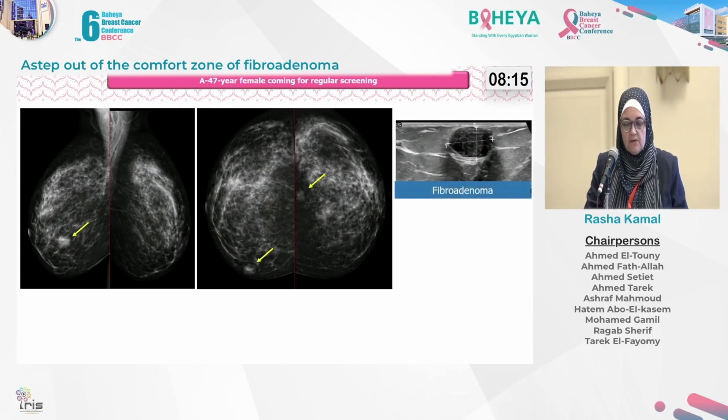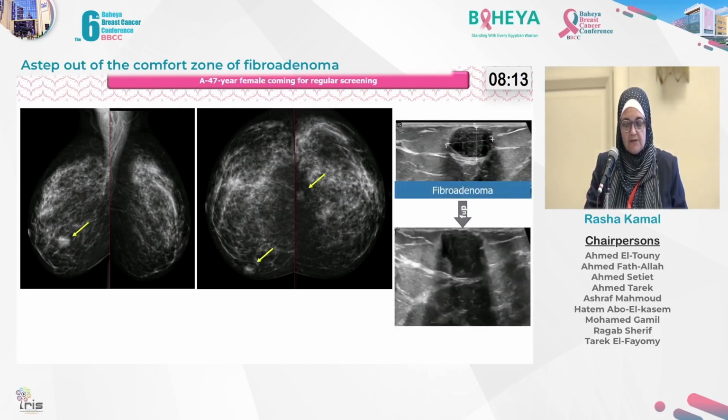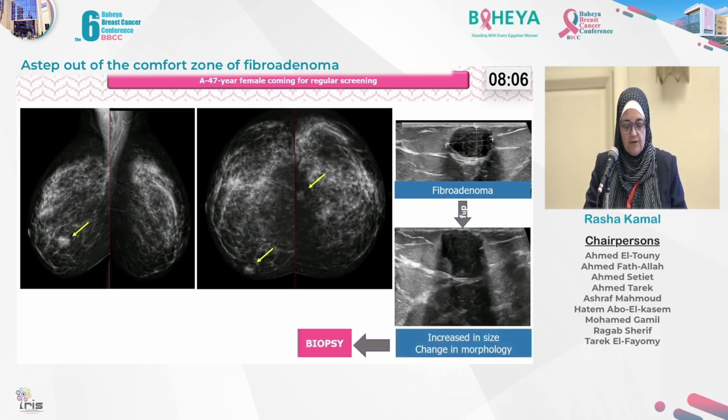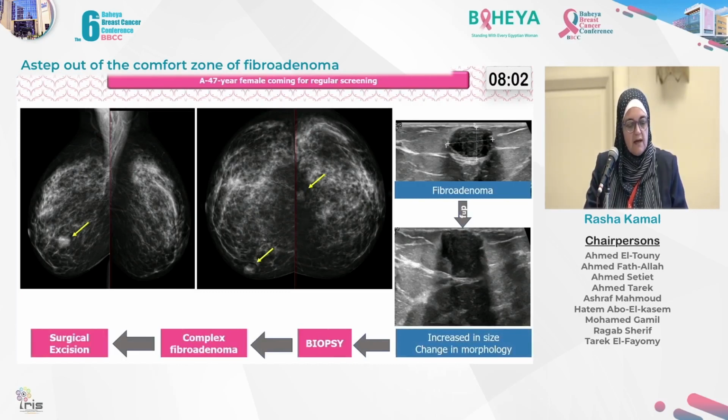This is how it looked at the initial examination, and after 6 months, this is how it looked. And it showed increase in size and change in morphology. A biopsy was taken, and again, it was a complex fibroadenoma, and surgical excision was advised, and it turned out to be just a complex fibroadenoma without any malignant transformation.